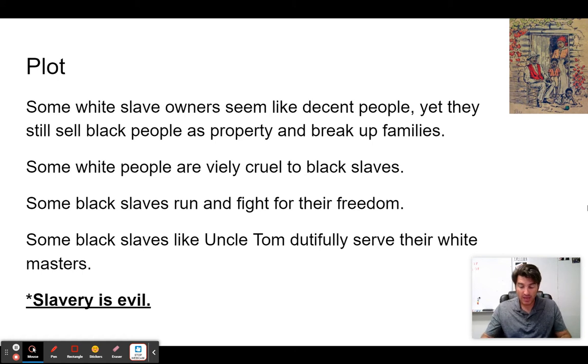When Tom is near death, he forgives Legree and the overseers. George Shelby, the son of his very first owner, arrives with money in hand to buy Tom's freedom, but he's too late. He can only watch as Tom dies a martyr's death.